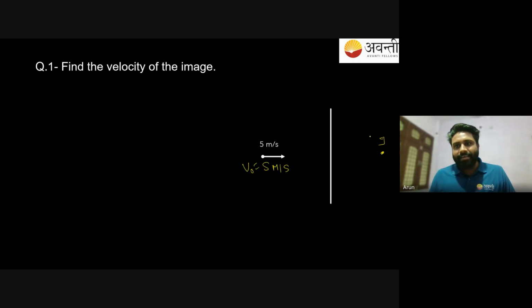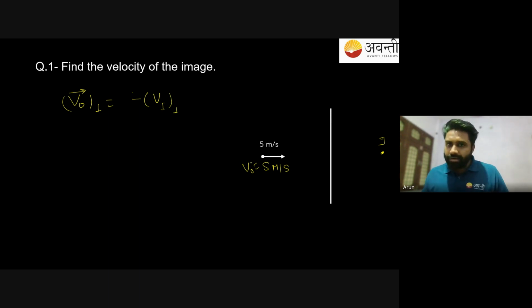V_O is -5 because we have learned that velocity of object perpendicular is equal to minus of velocity of image perpendicular. And this is the velocity perpendicular given to us. So minus V_i is equal to 5, then V_i is equal to minus 5 meter per second.